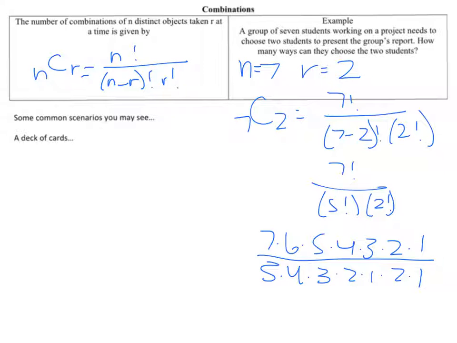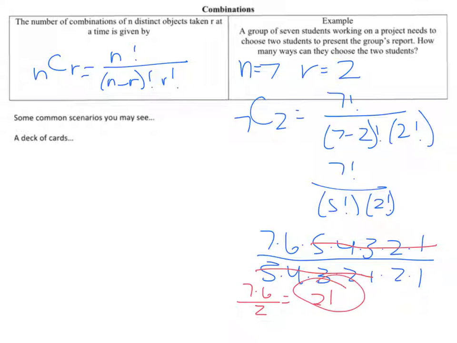Now we can get rid of the same things. We have 5, 4, 3, 2, 1, 5, 4, 3, 2, 1. So we're going to end up with 7 times 6 over 2 times 1, which is 2. So we're going to end up with 21 as our final answer. So there are 21 possible ways to choose the 2 students.